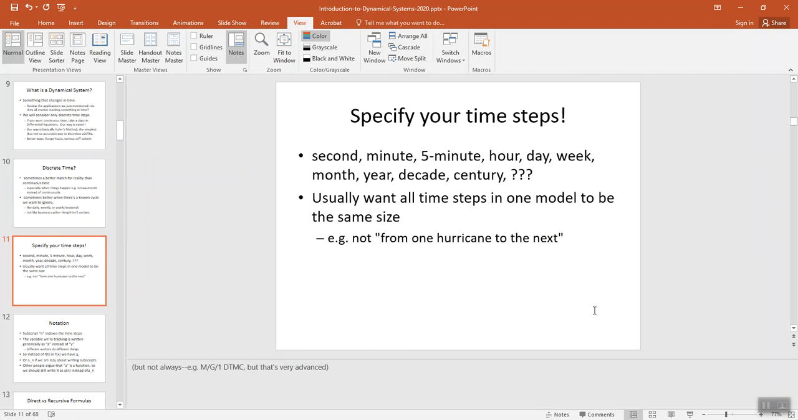One thing we really have to do is say what our time steps are. Is it second by second, or minute by minute, or century by century? And we almost always want all the time steps in our model to be the same size. When we're doing things in a calculus point of view, sometimes it's okay to have the time steps change from row to row, and it's good to be able to account for that, but we're not going to be doing that too much right here.